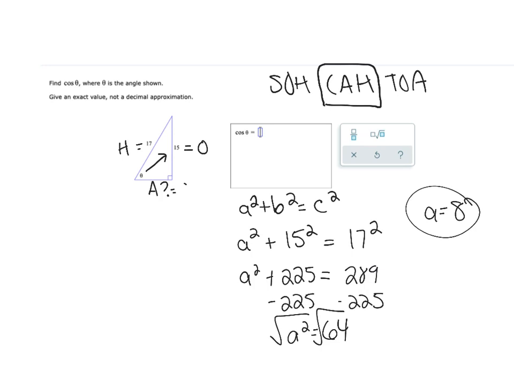So now that we know what the adjacent side is, all they want for an answer is a fraction. So you're going to hit the fraction bar and, following SOHCAHTOA, we need adjacent, which is 8, over hypotenuse, which is 17. And then you're done. That is your final answer there.